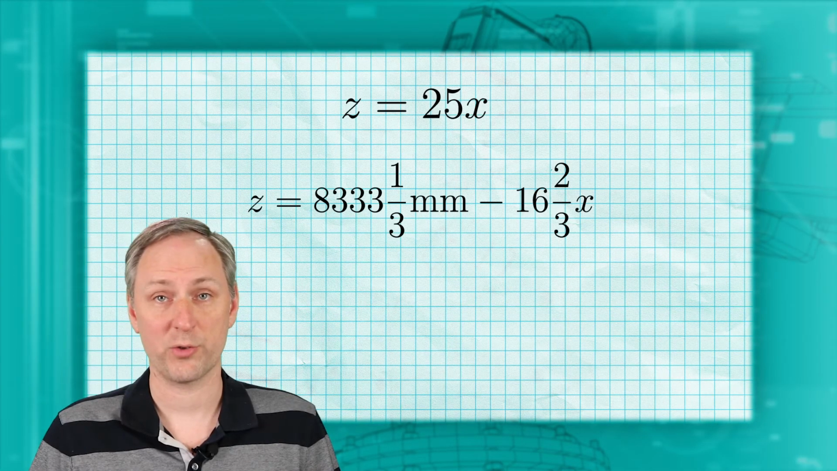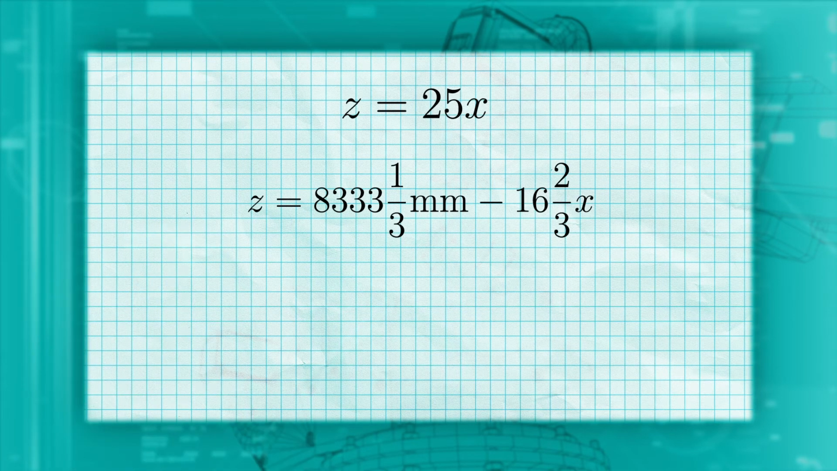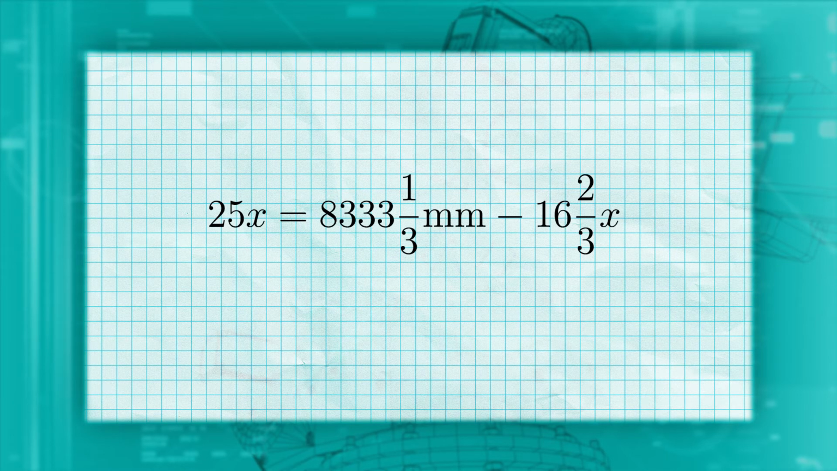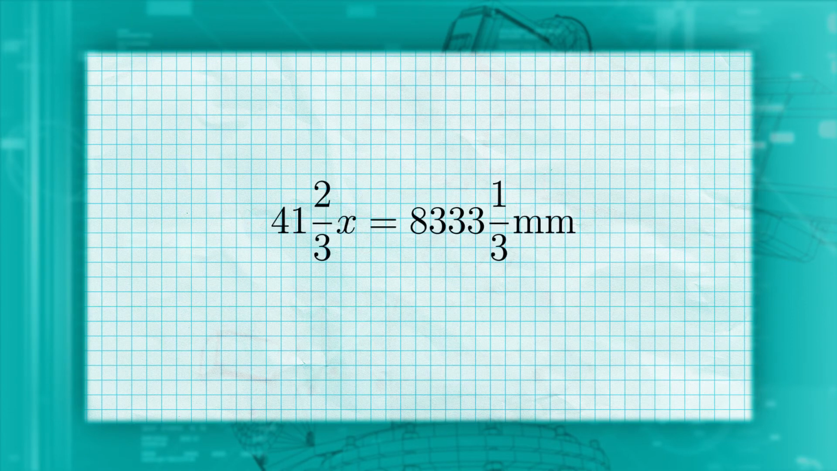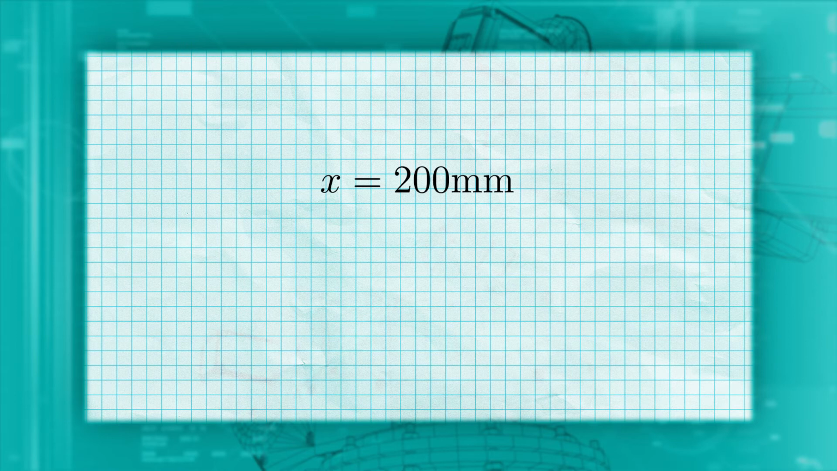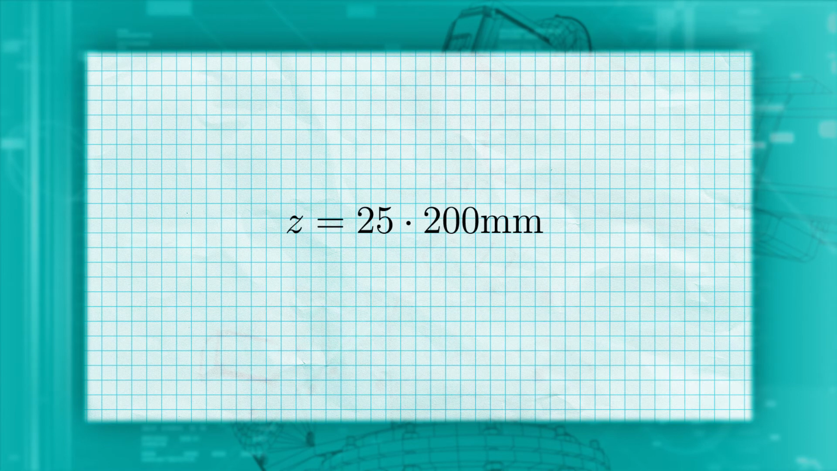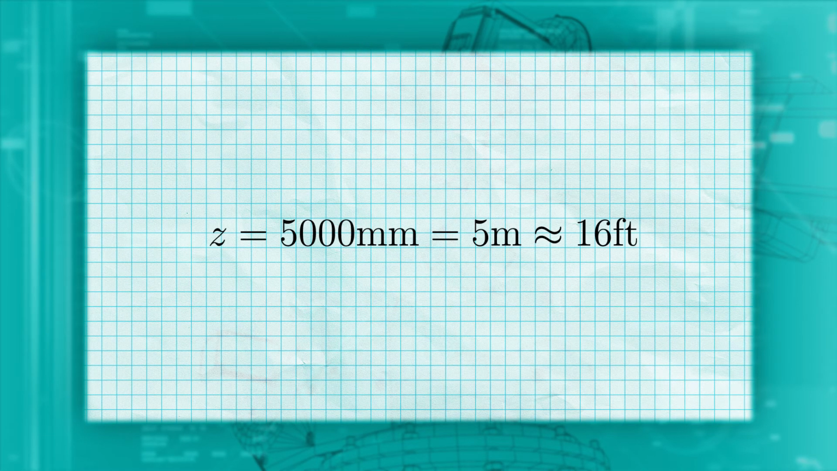Now we have 2 equations with 2 unknowns, x and z, the actual position of our point P in the real world. We can solve this system of equations by substitution, since they have z terms with a coefficient of 1. We can then rearrange the equation to solve for x, and we get a value of 200 millimeters for x. Now, substitute that back into either equation to find the z value. In this case, we'll use the equation for the left camera. And we find that the z coordinate is 5,000 millimeters, or 5 meters, which is about 16 feet.